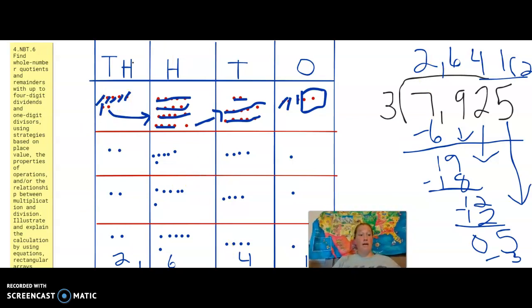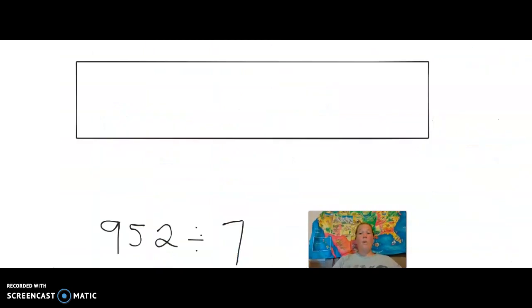So I'm going to show you another strategy that you could use to divide. We are going to do something called the open area model. All right, so we have 952 divided by 7. What we know about area is the whole area goes in the middle, 952. We can say this side is the 7, and we're looking for this piece right here. So what does this question mark equal?